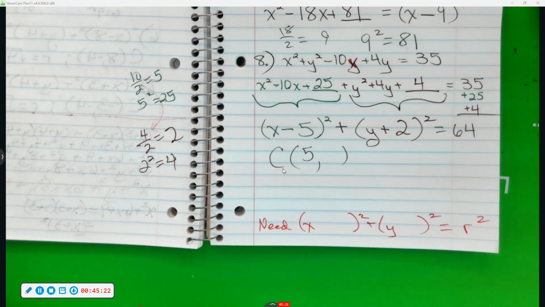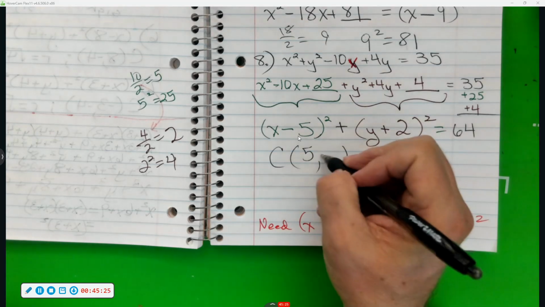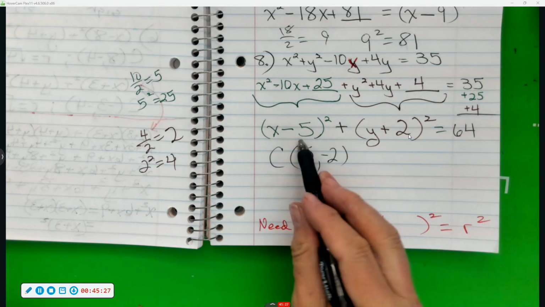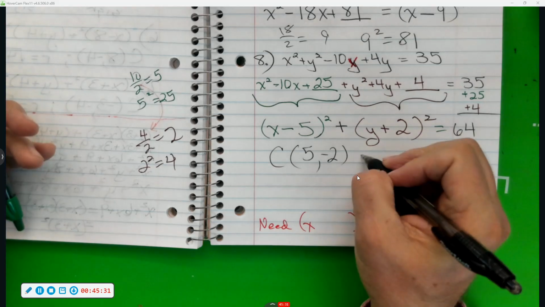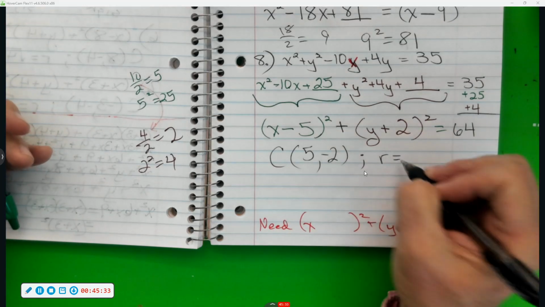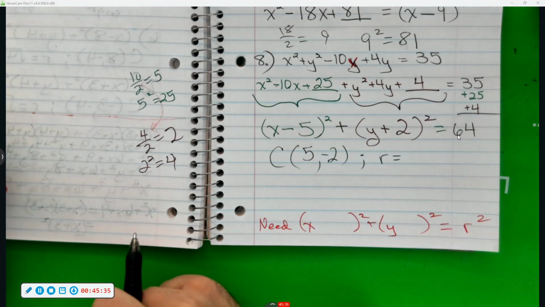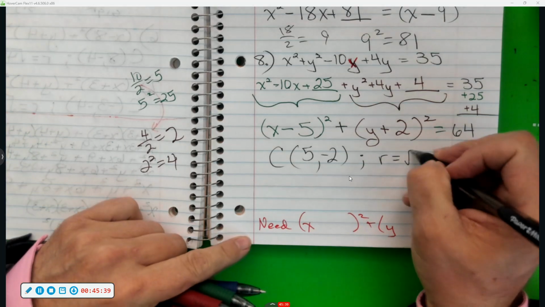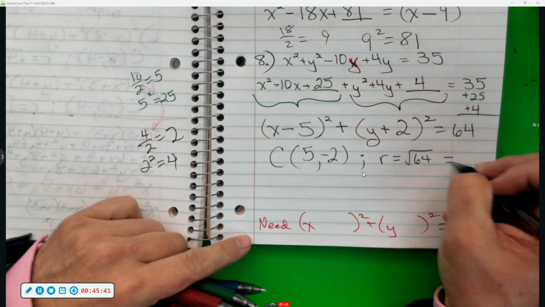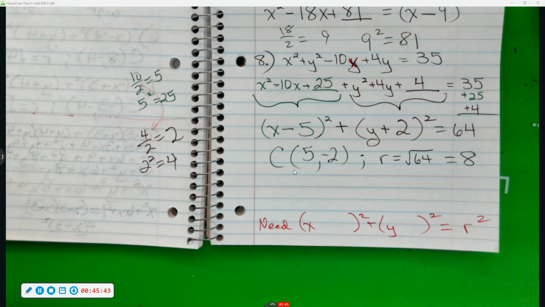Who can tell me the center? 5, comma, negative 2. Remember I said change sign, change sign. What's the radius? What do you do to find the radius? Take the square root of 64, which gives me an 8. Good.